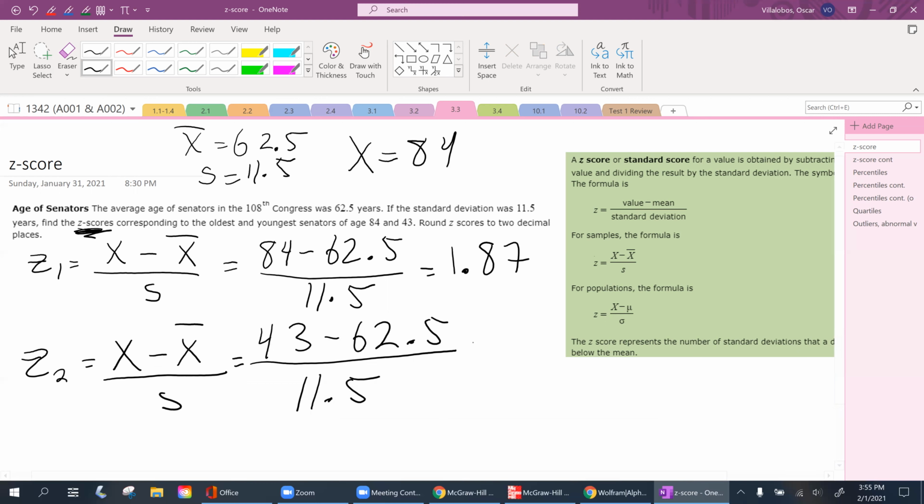That gives me a negative 1.70. And that's it. That's all you would have to find. That's how you find your z-score. All right, so let's go ahead and move on to the next example.